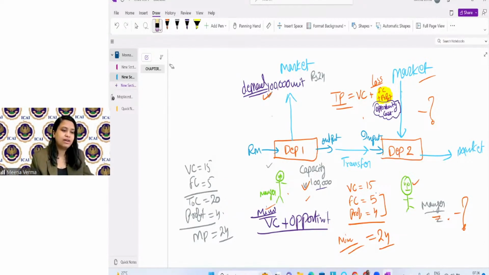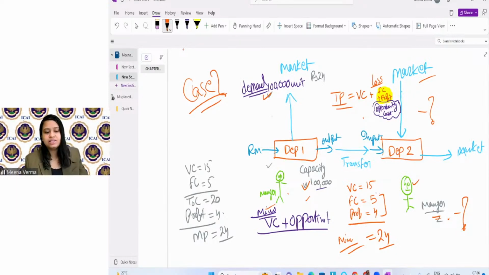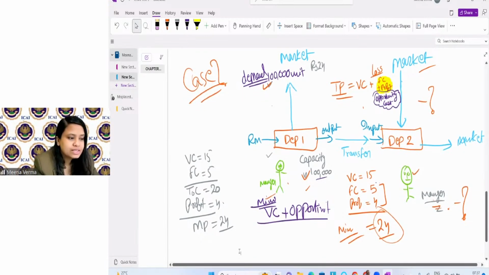I hope it is clear. This was my case 2. So here, what will be the minimum price? 24. Maximum, nothing. So here the transfer will take place at 24 rupees. All right. I hope it is clear. Next scenario.